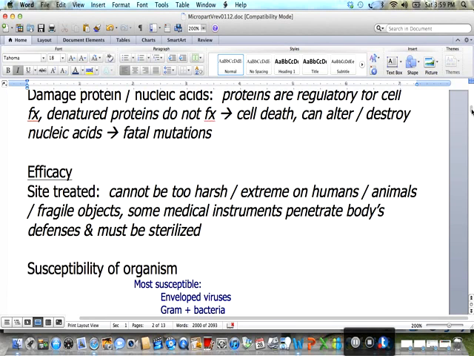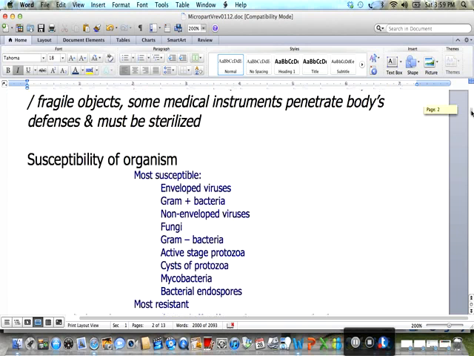Susceptibility, from most susceptible to most resistant, is in the following order: enveloped viruses, gram-positive bacteria, fungi, gram-negative bacteria, active stage protozoa, cysts of protozoa, mycobacteria, and bacterial endospores. Most bacterial endospores can live in the soil and are virtually impossible to destroy using any practical means.